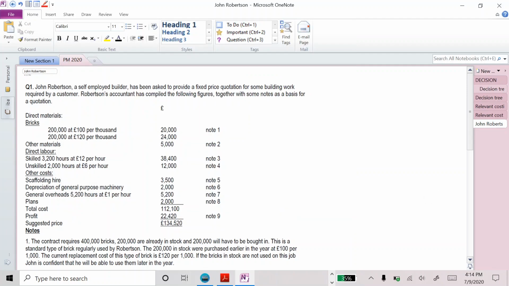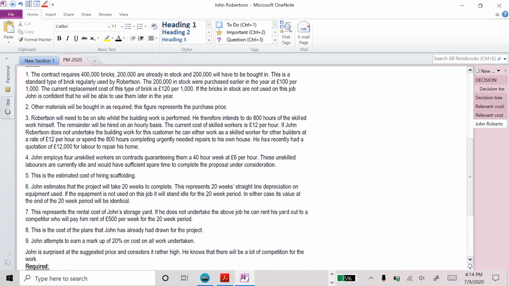Hello everyone. We are going to start with another lecture of performance management, and in this lecture we are going to deal with the concept of relevant costing, and we will do one question of that. John Robertson is a self-employed builder, right? Let's start reading the requirement first.